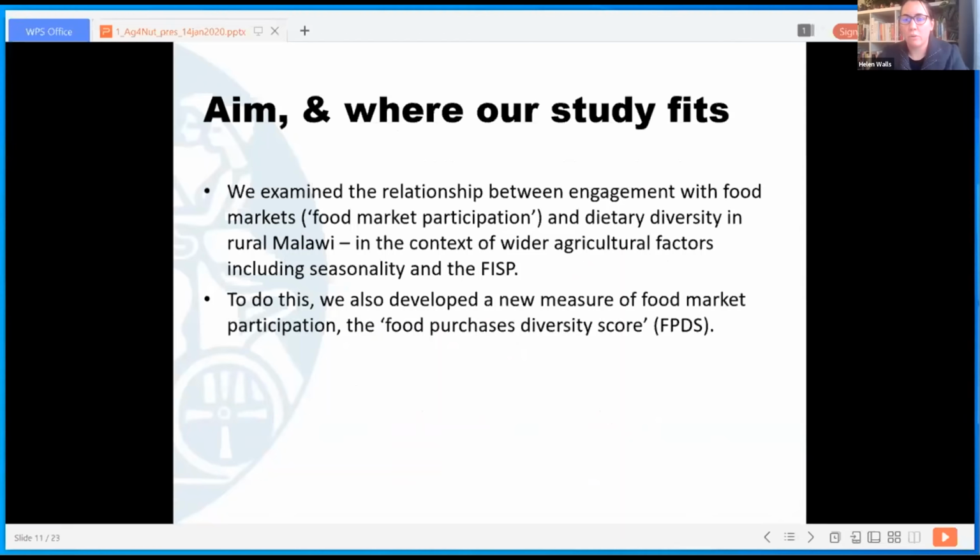So in this study, we looked at the relationship between engagement with food markets, which we've called food market participation, and dietary diversity in rural Malawi. And we have explored this in the context of wider agricultural factors, such as seasonality and the FISP, or the Farm Input Subsidy Program. And to do this, we've also developed a new measure of food market participation, which we call the Food Purchasers Diversity Score. So I'm going to hand over to Miriam now to explain the methods and results, including the new metric.